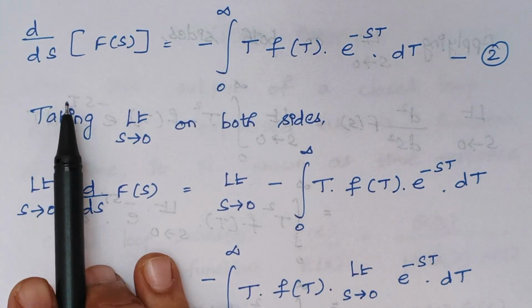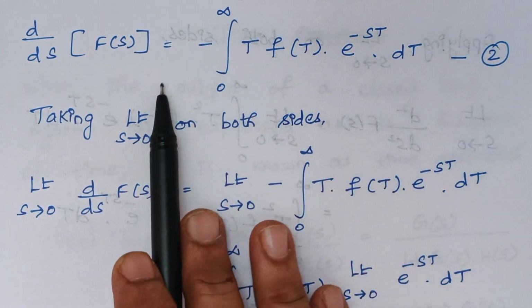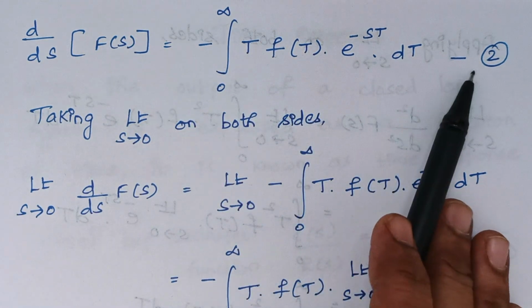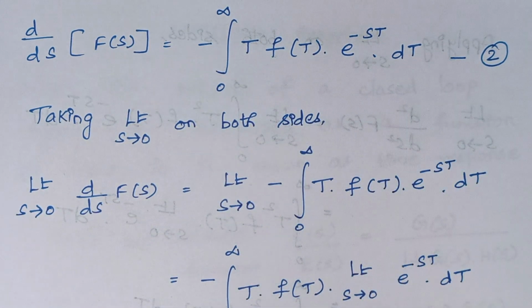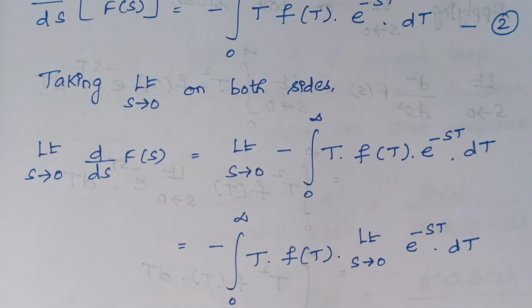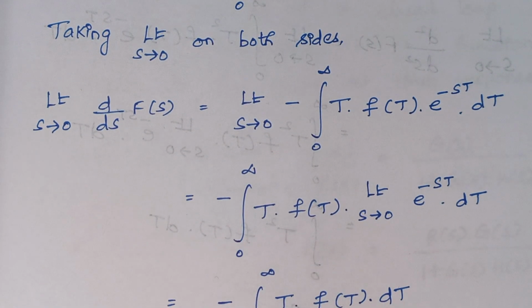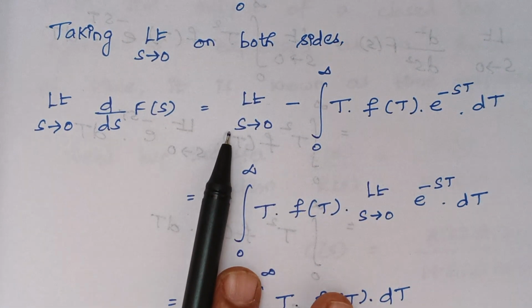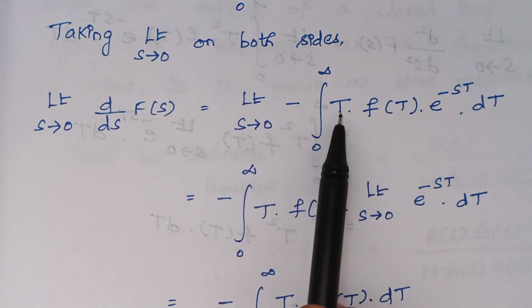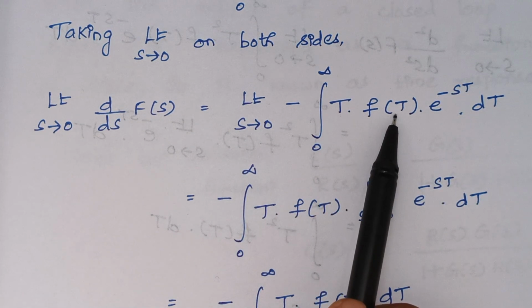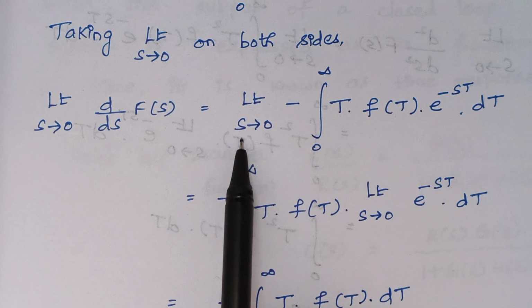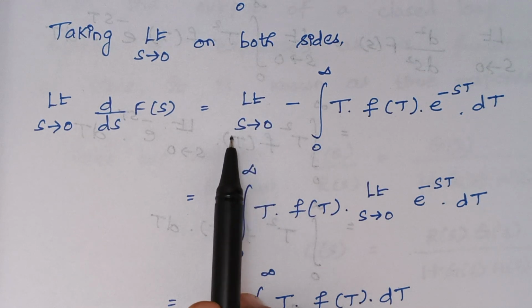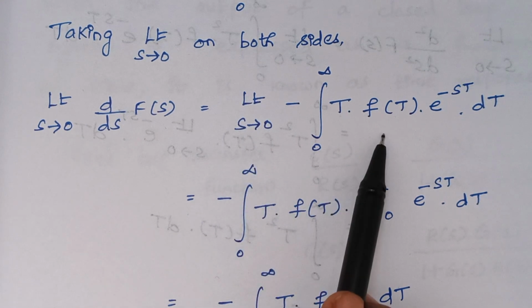Here I have just rearranged the terms. Now mark this equation as equation number 2. The next step, again we are going to apply limit s tends to 0 on both sides. When you apply the limit here, again this t and f of t are constant because we are dealing only with the s term here.